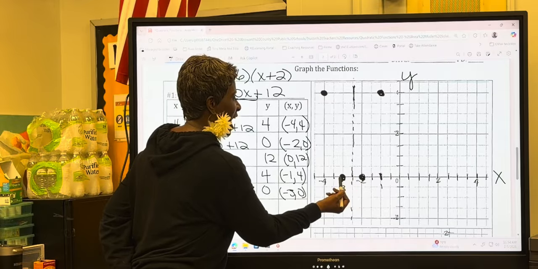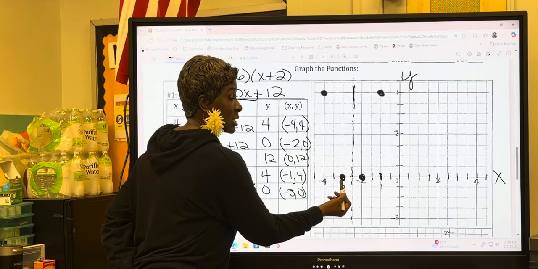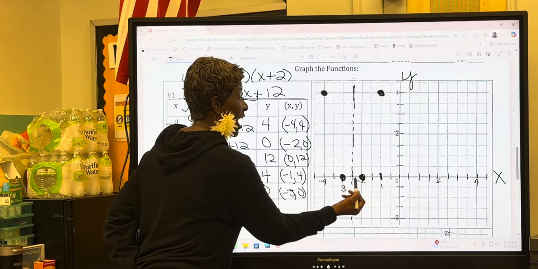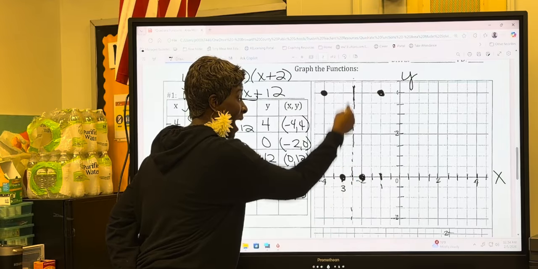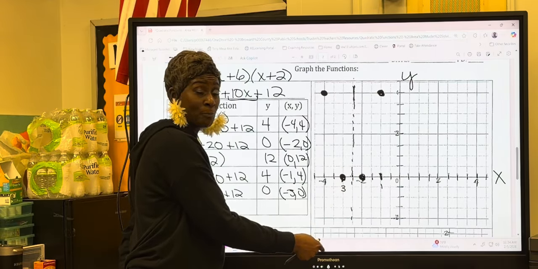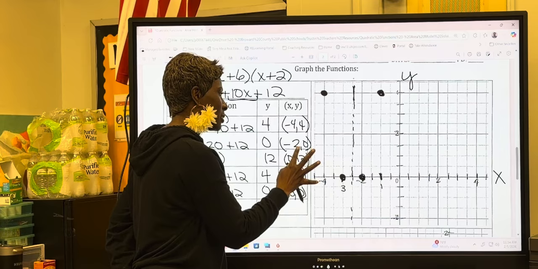Notice this. How far is this line from here? Half a space. How far is this point from here? Half a space. So I know this is my axis of symmetry. Are y'all with me? Now let's find one more point.